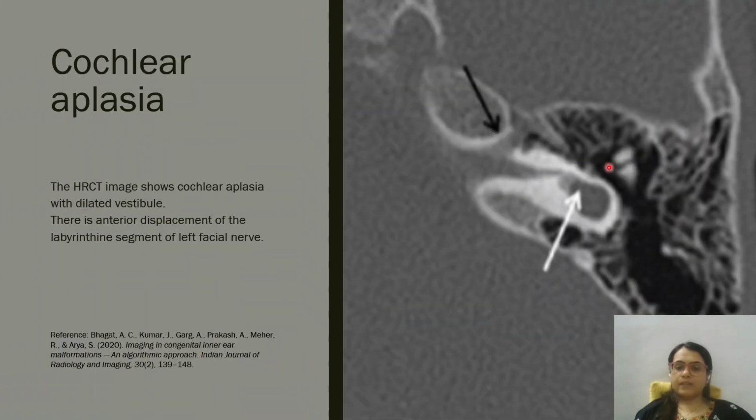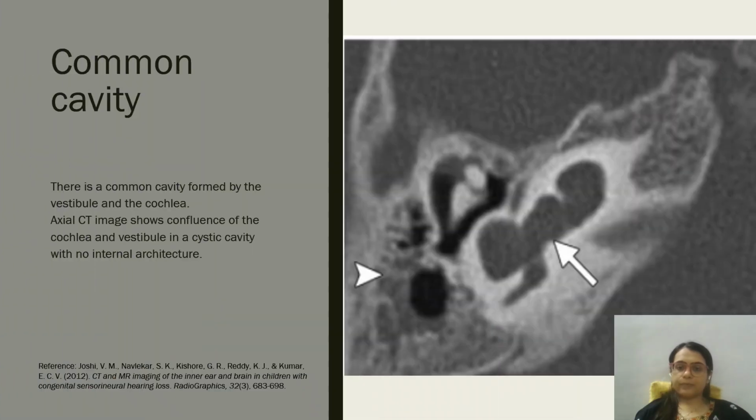Cochlear aplasia, we can see cochlea is completely absent, vestibule is dilated, and there is anterior displacement of the labyrinthine facial nerve. Common cavity, we can see here, this is the cochlea, this is the vestibule, connected by a cystic confluence, and there is no internal architecture of the cochlea.